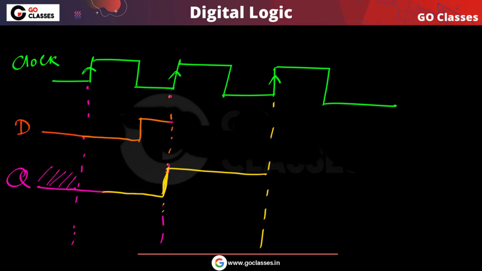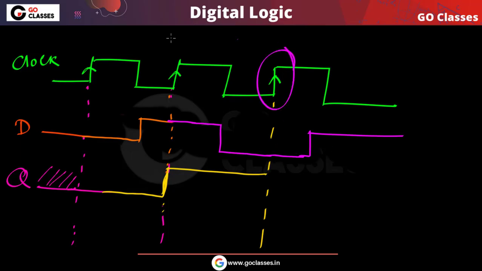So what I need to do is, after this rising edge, keep this D equal to 1. This D input I need to keep stable sometime after this rising edge also, something like this. I need to keep this D input stable for some time. So you can notice this will happen.